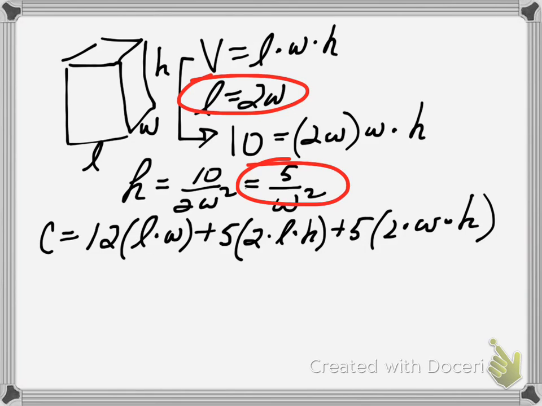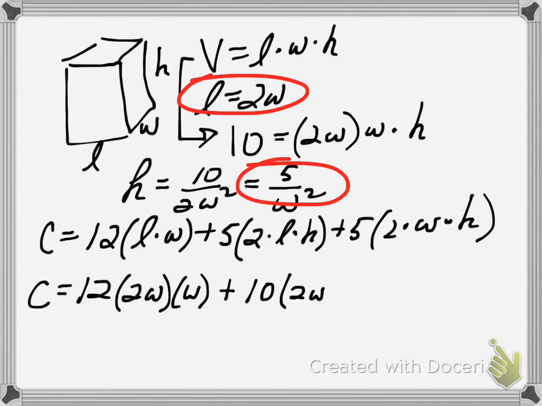So just so everybody understands what's going on, the base is $12. There's two sides that are calculated by multiplying the length and the height together, and that's $5. And then there's two other sides that are calculated by multiplying the width and the height, and that's $5. And so everywhere I see an L and an H, I'm just going to replace that with those expressions that I found in terms of W.